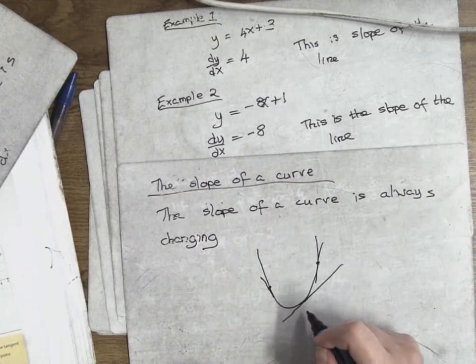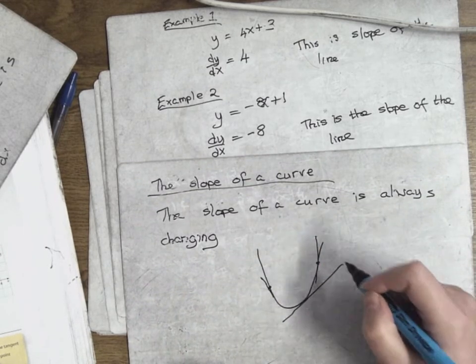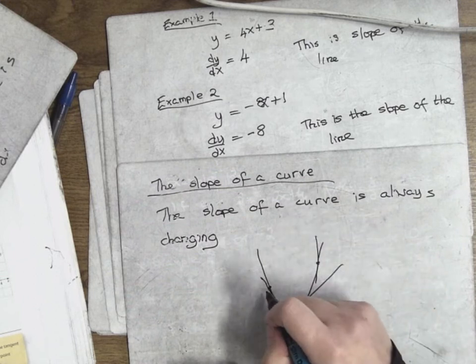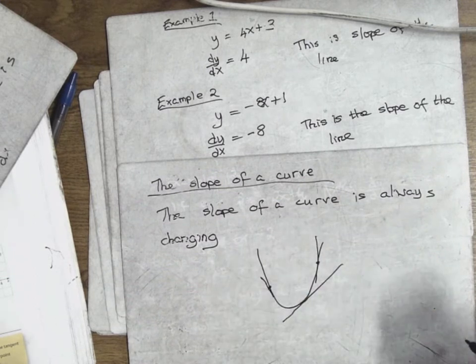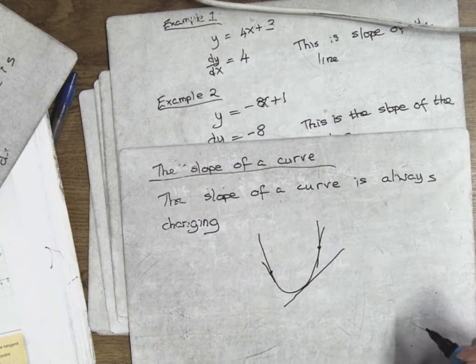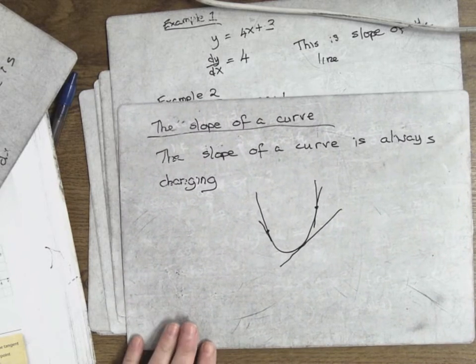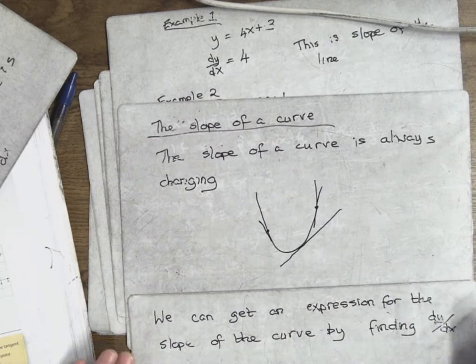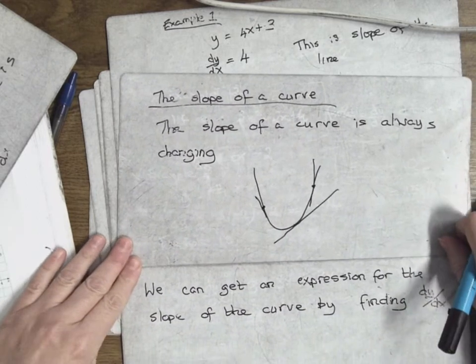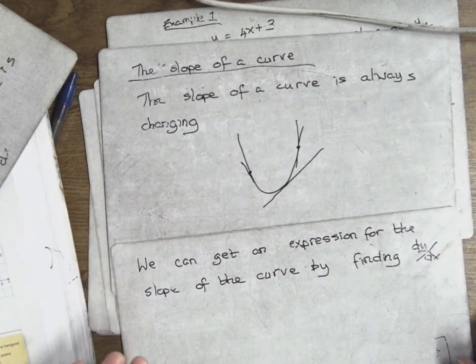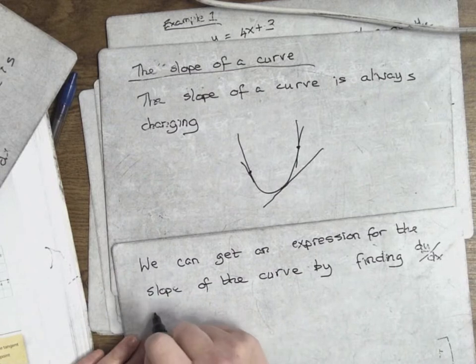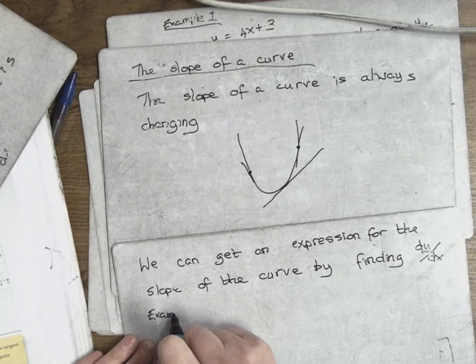So here it might be 2, over here it might be 4, up here it might be 6, over here it might be minus 3, you don't know. So the slope of a curve is always changing, but we can still get the slope of the curve by getting dy dx, but we don't get an actual number, we get an expression for the slope of a curve. For example, this is example 1 under slope of a curve.